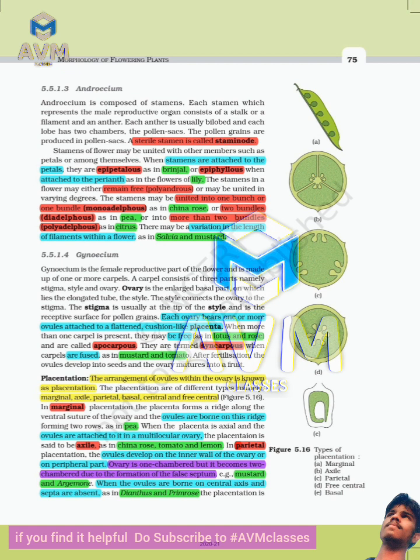Stamens of flower may be united with other members such as petals or among themselves. When stamens are attached to the petals, they are epipetalous as in brinjal, or epiphyllous when attached to the perianth as in the flowers of lily. The stamens in a flower may either remain free or may be united in varying degrees. The stamens may be united into one bunch or one bundle as in China rose, or two bundles as in pea, or into more than two bundles as in citrus. There may be a variation in the length of filaments within a flower as in salvia and mustard.